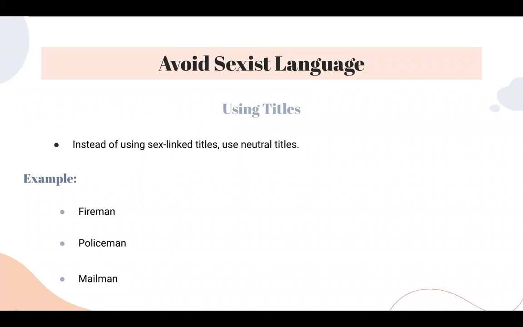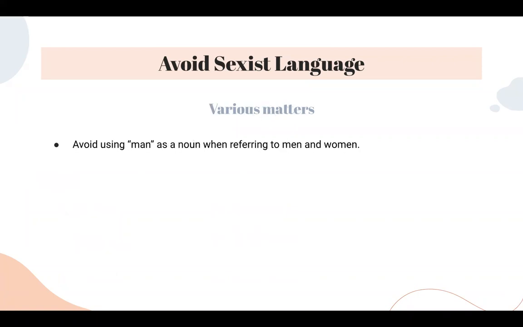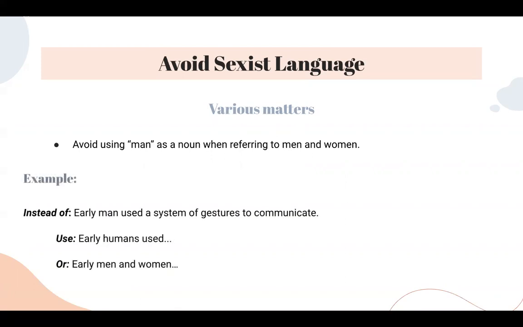When using titles, instead of using sex-linked titles, use neutral titles. For example, instead of firemen, policemen, and mailmen, we can use firefighter, police officer, and postal worker. And with other various matters, avoid using man as a noun when referring to men and women. For example, instead of early men used a system of gestures to communicate, use early humans used, or early men and women.